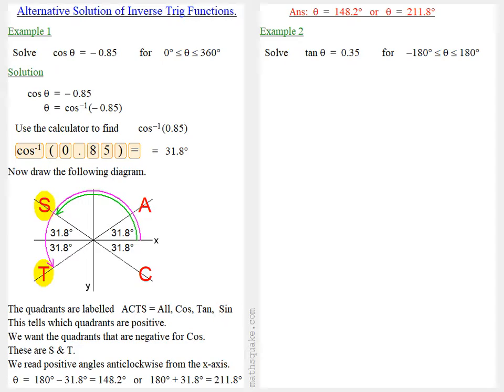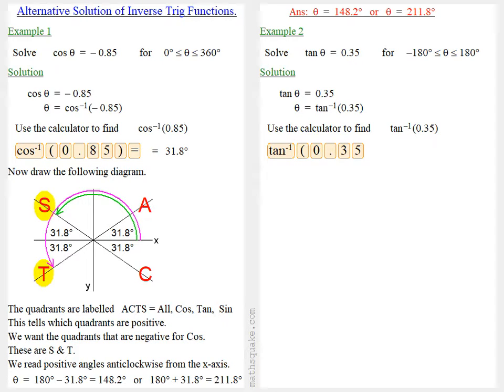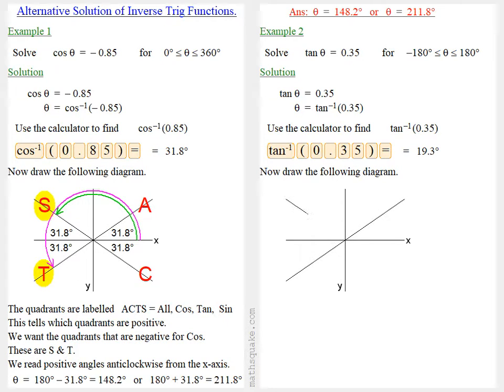Solve tangent of theta is 0.35 for theta lying between minus 180 degrees and 180 degrees. Now to solve this, we write down tangent of theta is 0.35. And we use the calculator to find the inverse tangent of 0.35. The calculator gives us 19.3 degrees when rounded to one decimal place. Now we draw the diagram, the x and y axes and two lines going across through the origin, and label them ACTS.